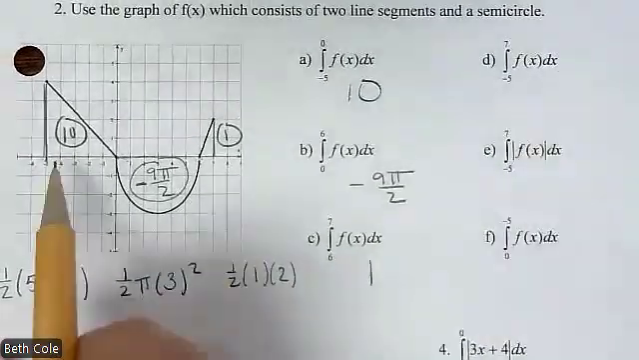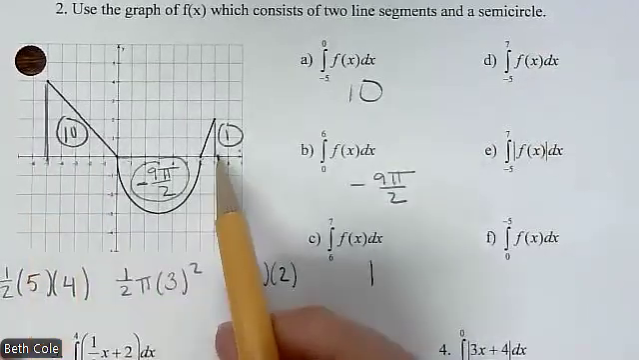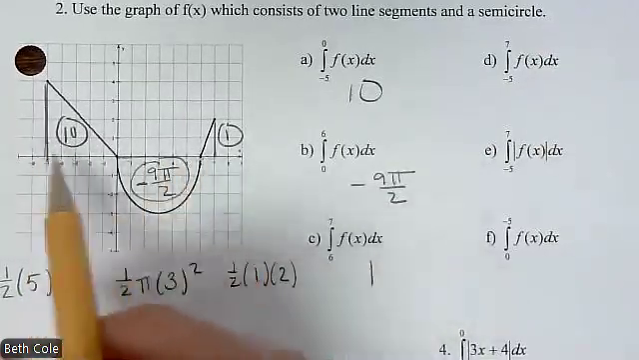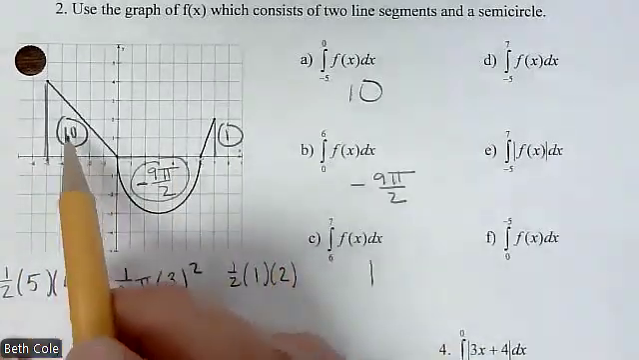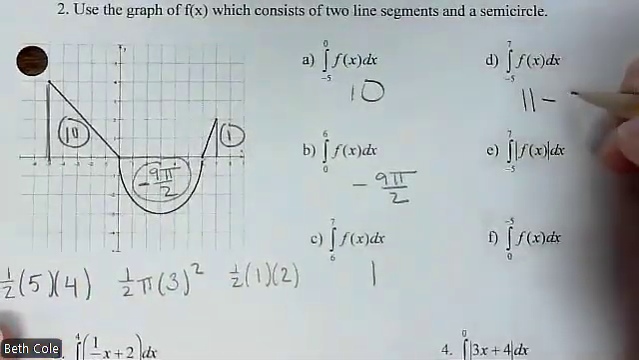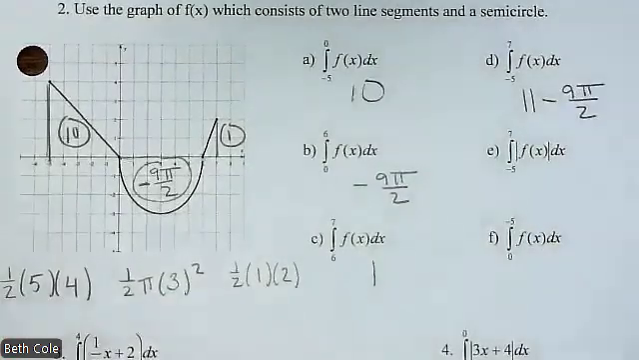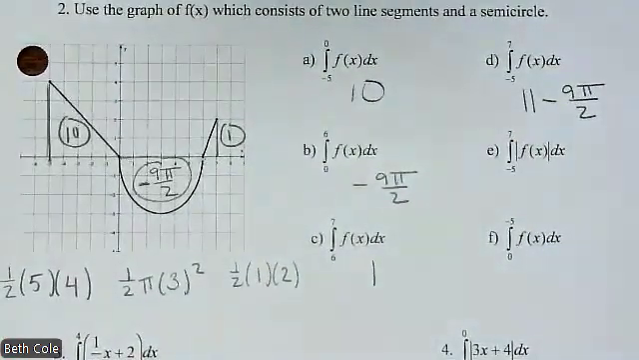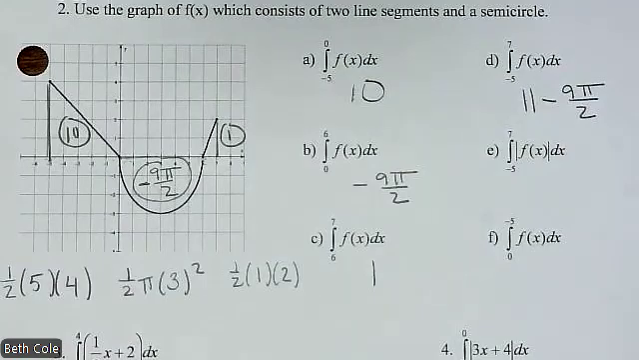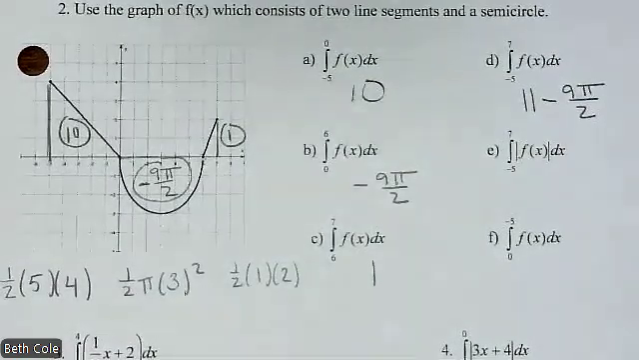Now we're going to start putting them together. From -5 to 7. So that's from the beginning here all the way to the end. So you're going to add all of the accumulation together. So it is going to be 11 minus 9 pi over 2. Where did I get 11 from? Like, how did I get that? Yeah, 10 plus 1 is all we did there.